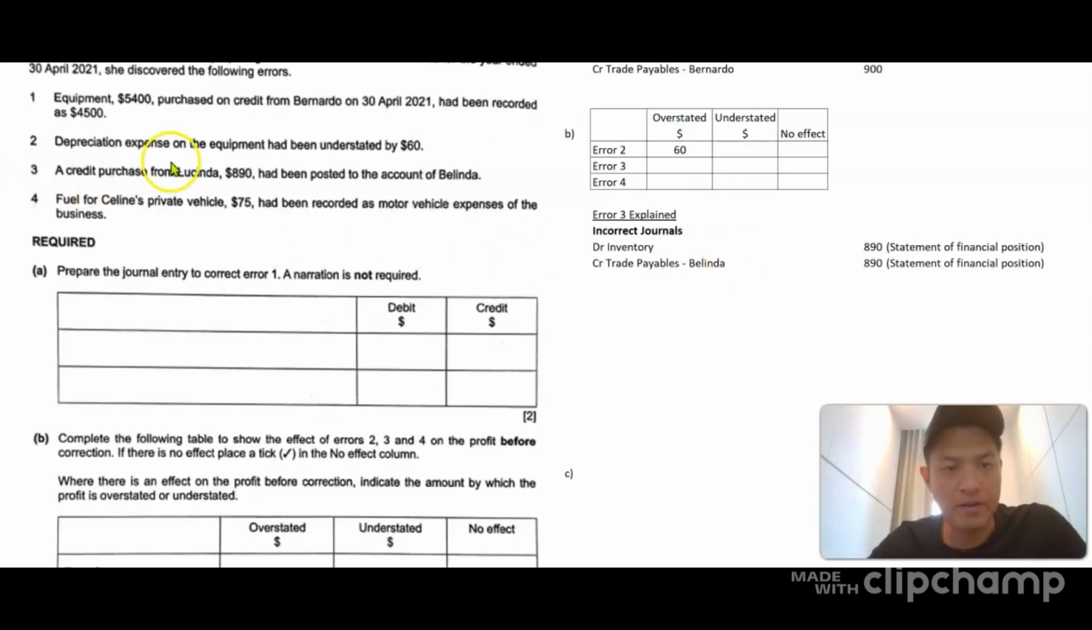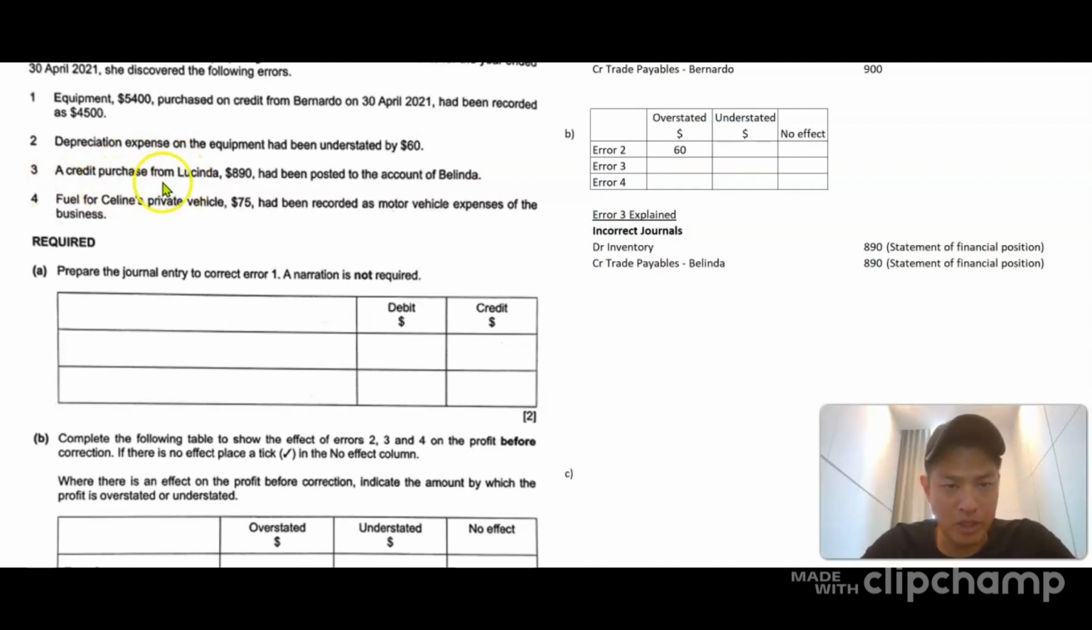Now, if I say that this is understated by 60, so I'm going to add 60 to this, okay? Add 60 to this, and just take a look at the profit number here. It will now go down. So before I did the correction, when depreciation was understated by 60, then profits would have been overstated by 60 as well.